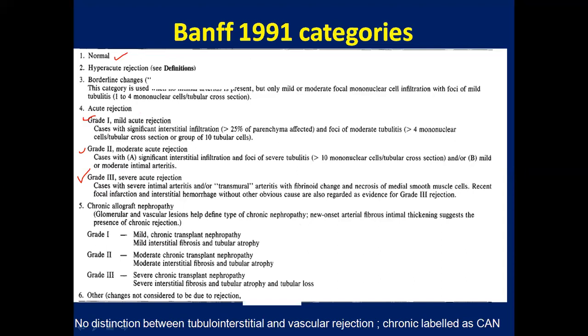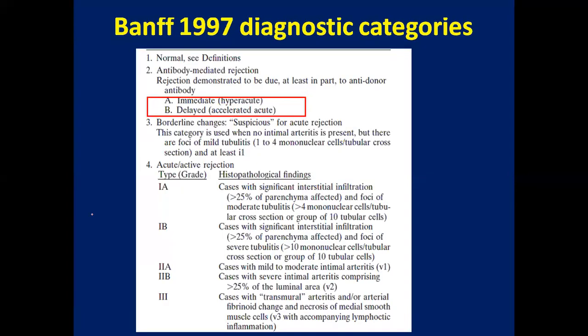Then the fifth category was chronic allograft nephropathy. So any kind of tubular atrophy or interstitial fibrosis was clubbed into chronic allograft nephropathy. And this terminology nowadays we don't use. In 1991, this chronic allograft nephropathy terminology was included in the 1991 BAF categories. And the sixth category was other changes not considered due to rejection, which included infections and other things. Now in BAF 1997, if you see the categories, there were certain changes.